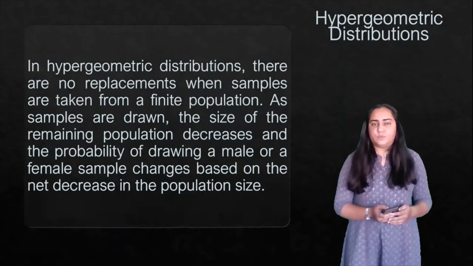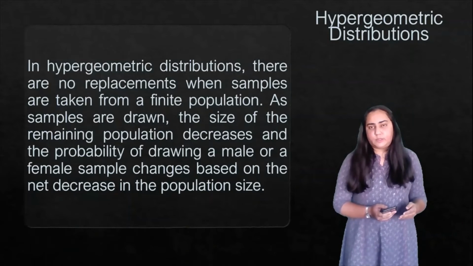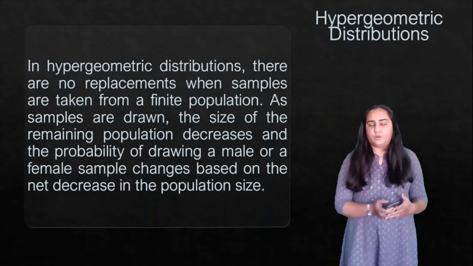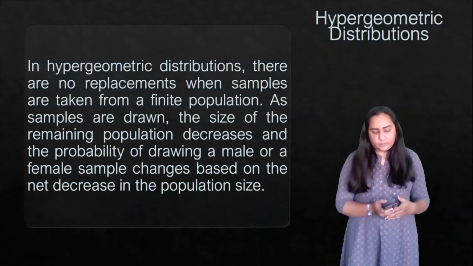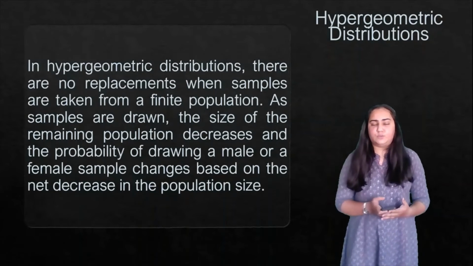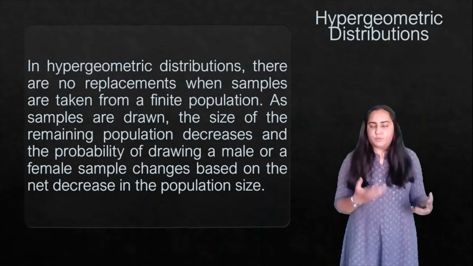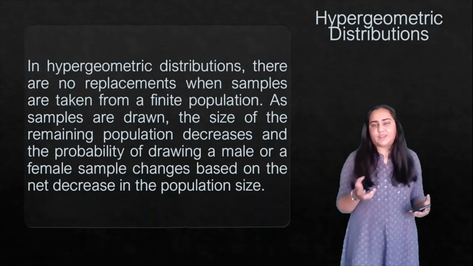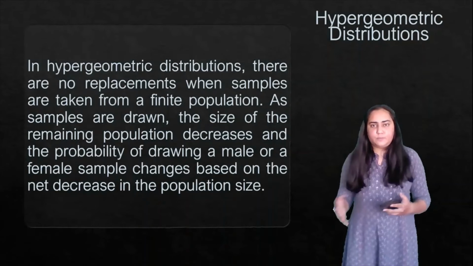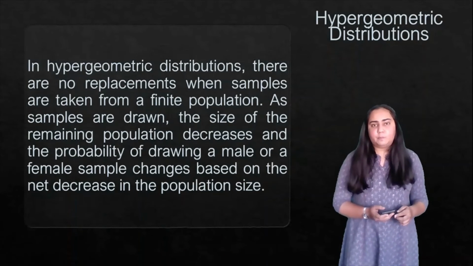In hypergeometric distributions, there are no replacements when samples are taken from a finite population. If you studied probability, or even permutations and combinations, you would know what it means to have replacement and no replacement. Once you pick something for calculating probability, permutations or combinations, you are not going to put that thing back again and pick another one. Once you pick one, that remains out, and then you pick the second one, third one, fourth one. So that is hypergeometric distribution.